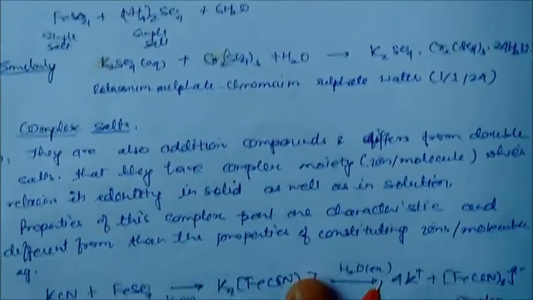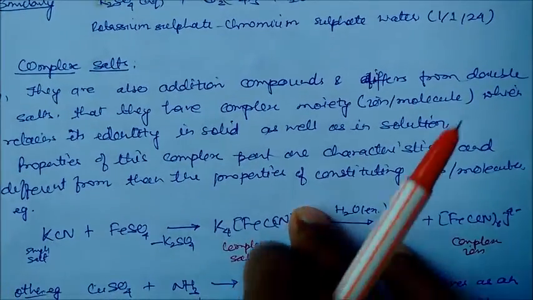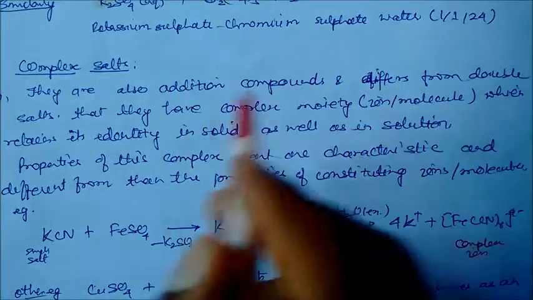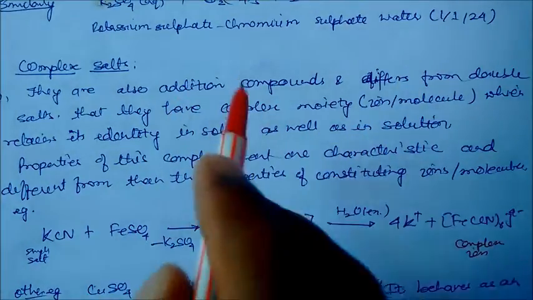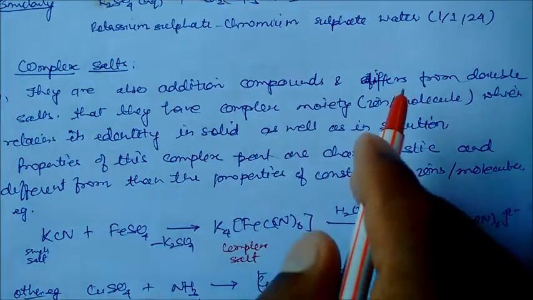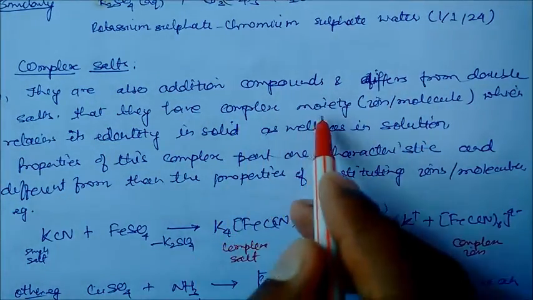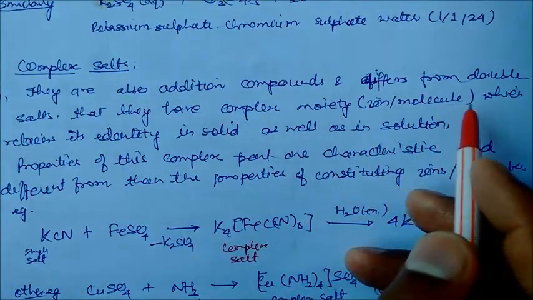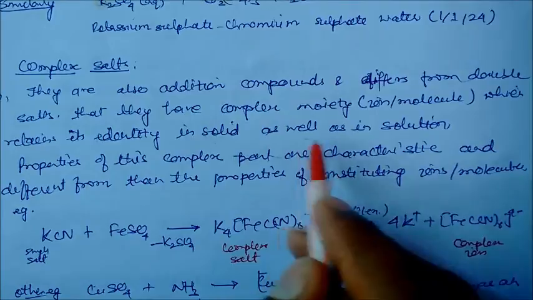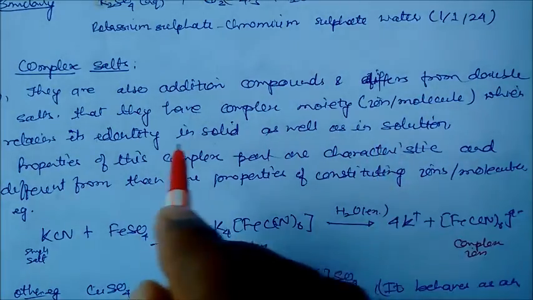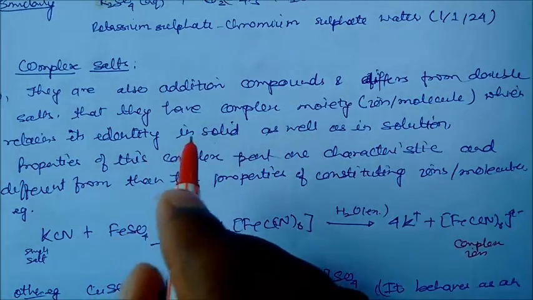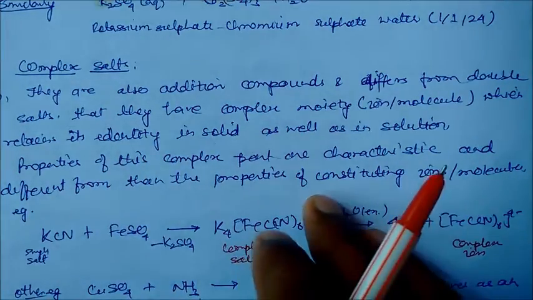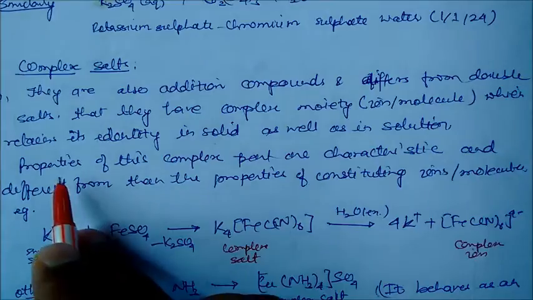Now the third salt is complex salts. What are complex salts? They are also addition compounds. Like a double salt is an addition of two salts, it is also an addition compound. But it is totally different from the double salt. How is it different? Because they contain a complex moiety. What is the meaning of moiety? Moiety means ions or molecules which retain their identity in solid as well as solutions. So in previous cases they are not retaining their identity, but in these cases they are retaining their identity. How are they retaining their identity? Let us see these examples.